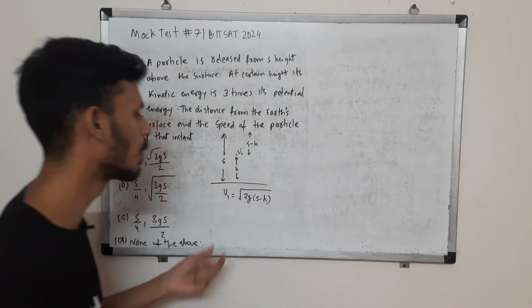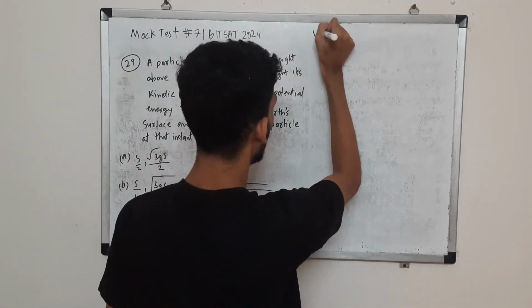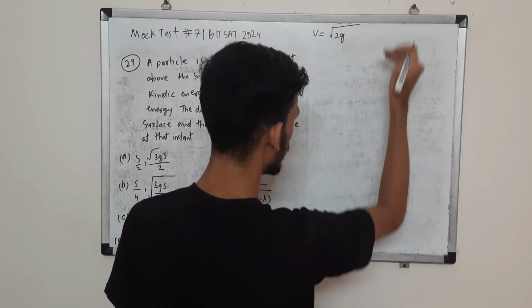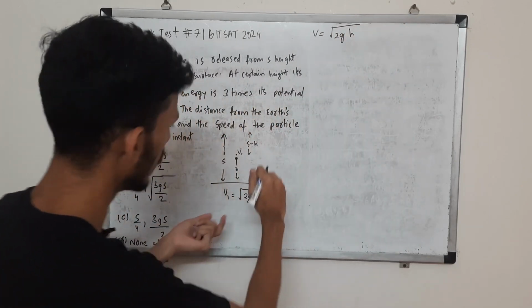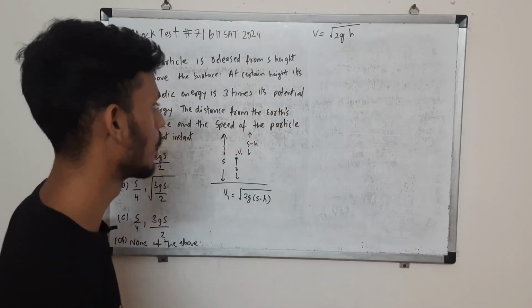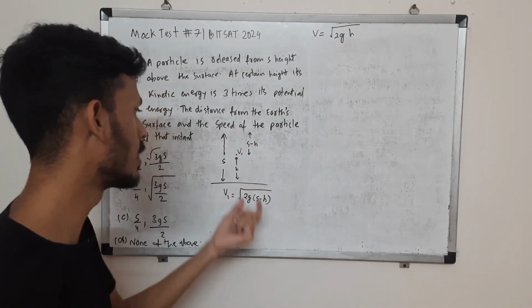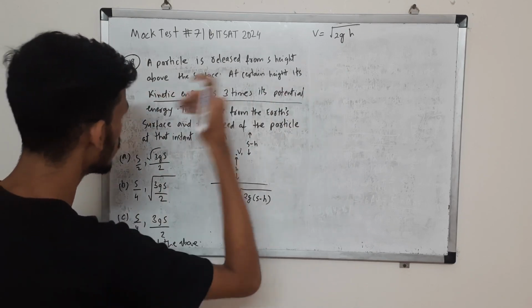This comes from conservation of energy. Basically the velocity gained by an object which is released from a certain height, which falls a certain height h, is given as under root 2gh. So this object has fallen a height s minus h, right? S minus this h. That is the velocity gained by the particle. So this is the velocity at that instant at which kinetic energy is 3 times its potential energy.